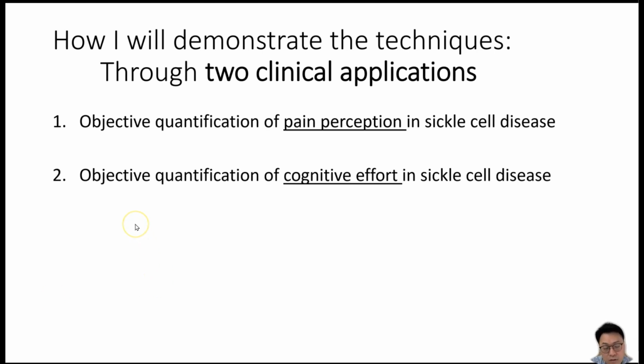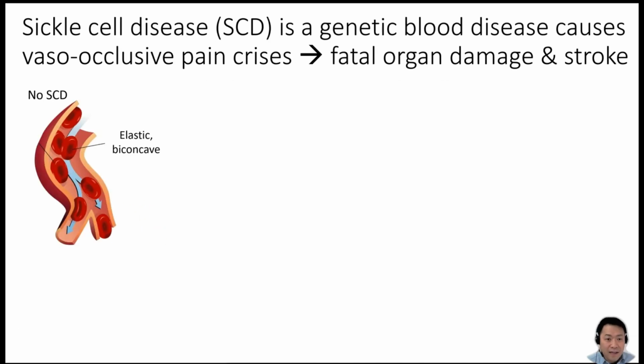All right, so this is how I will demonstrate the techniques in two clinical applications. First one, for the cross-correlation, is to objectively quantify the pain perception in sickle cell disease, which I will go over, what sickle cell disease is. And the second part, with fNIRS, is to actually objectively quantify the cognitive effort in sickle cell disease patients. Now we'll talk about what sickle cell disease is about.